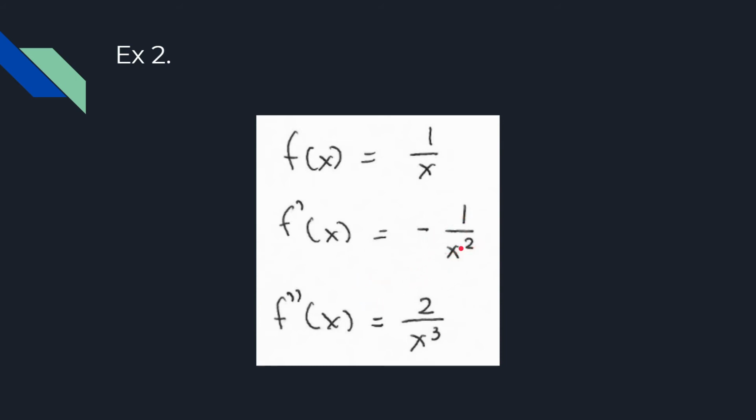Taking the derivative of that again, you're going to look at this as negative 1 times the derivative of x to the negative 2. So you're going to drag that negative 2 down. It's going to multiply this negative 1 to make 2. And then you're going to reduce the degree by 1. So you have x to the negative 3, which gives you this as your second derivative.